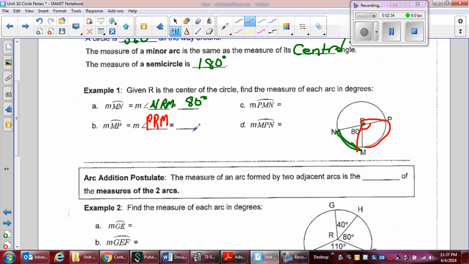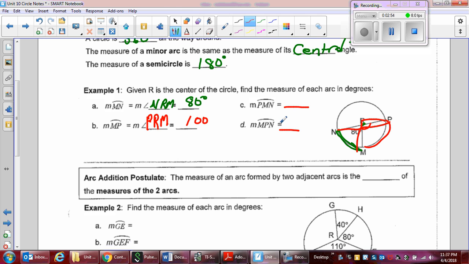And what would be the degree? We know a whole circle is 360, or half a circle is 180. So the whole thing should be 180. If I know this is 80, then what is left is going to be 100. Okay, so I will do C and I'll let you do D.